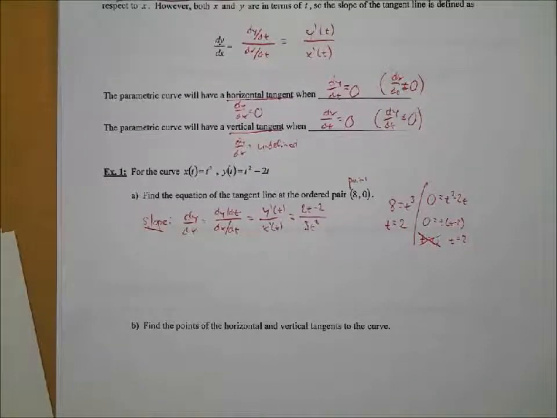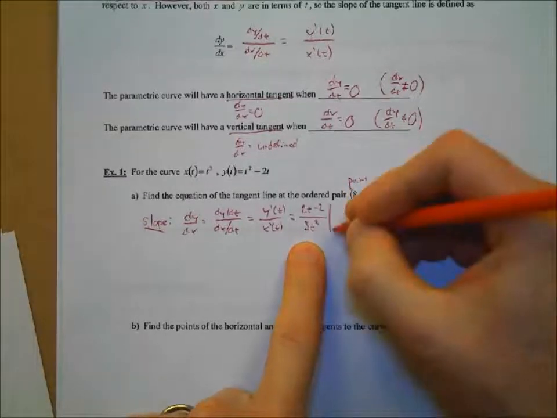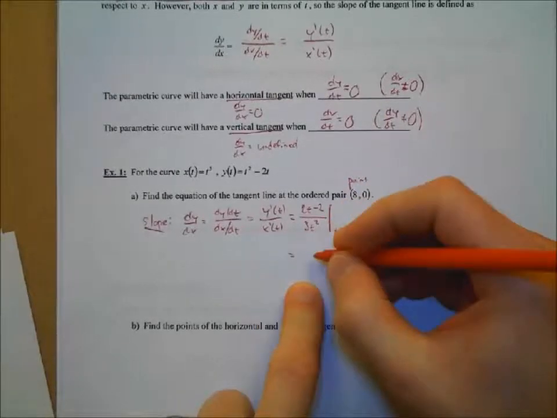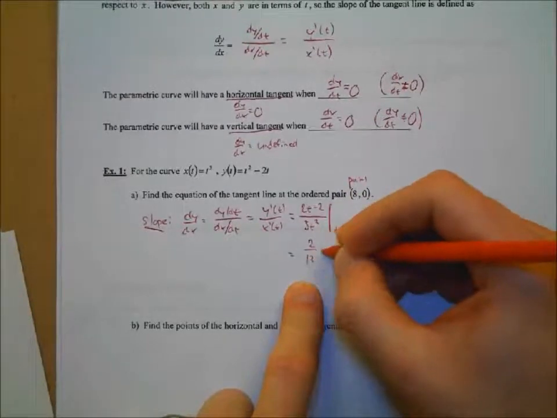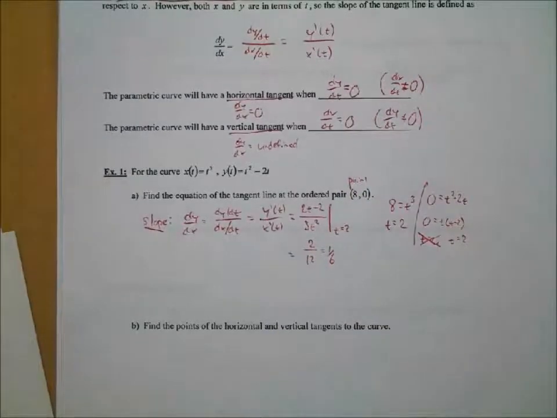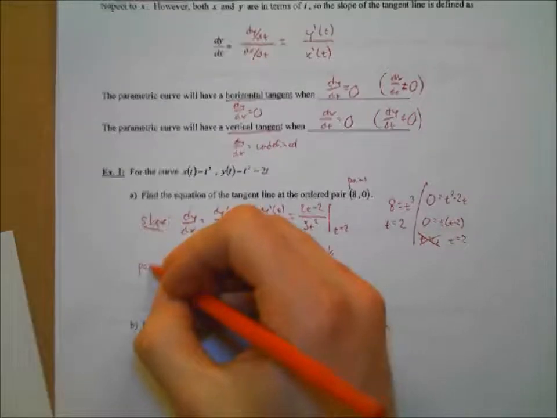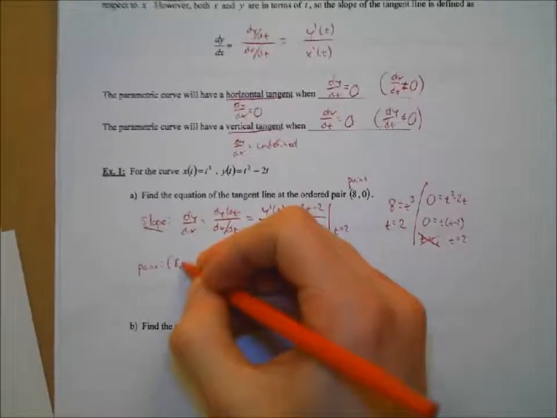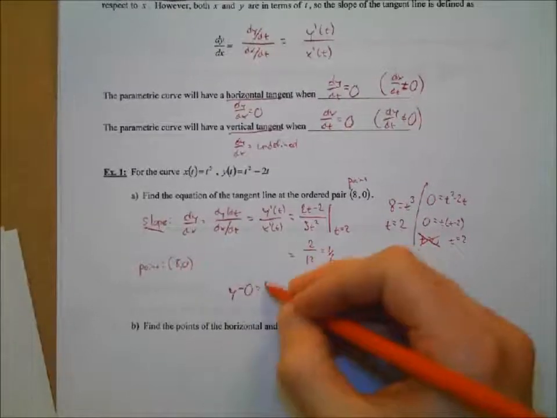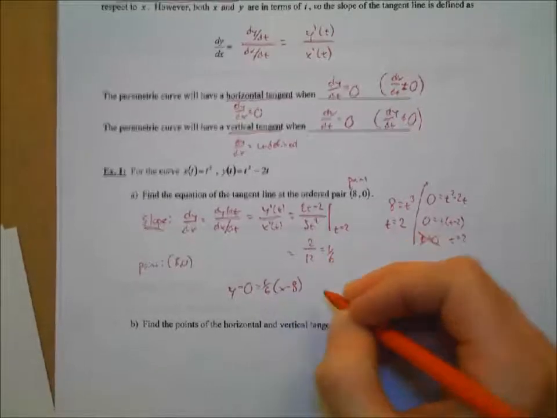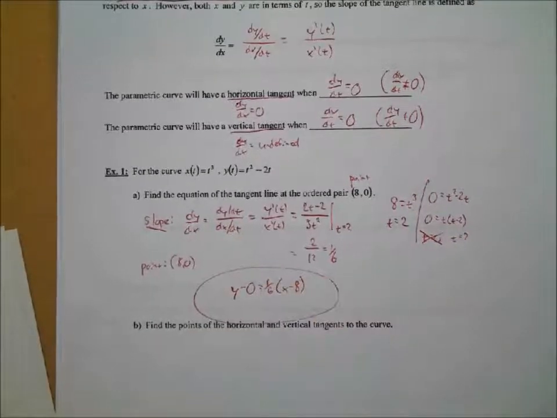And so then we should evaluate the slope at what t value? 2. So evaluate at t equals 2, which yields 4 minus 2 is 2, and 2 squared is 4 times 3 is 12. 2 twelfths, or 1/6. And we already have that point, the xy coordinate of 8, 0. So we can write y minus 0 equals m times x minus 8. Or you could just say y equals 1/6 times the quantity x minus 8, but I'll make things more difficult.